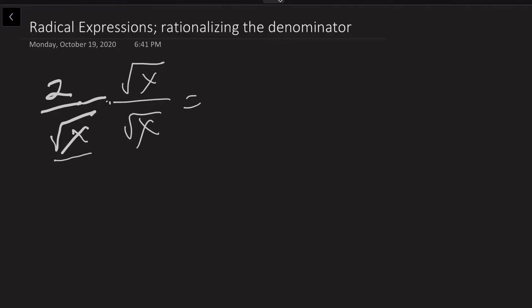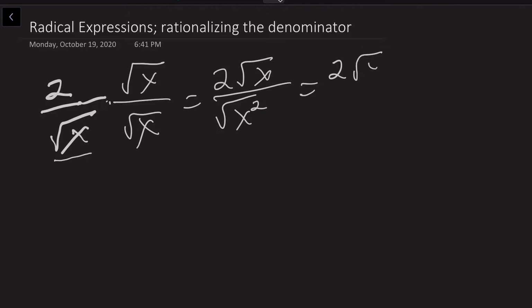So 2 times square root of x is going to be 2 square root of x over square root of x times square root of x, which is equal to square root of x squared. That is the same as saying 2 square root of x over just x, because the square root of x squared is just an x. Now this would be in its simplest form, and that's how we rationalize the denominator.